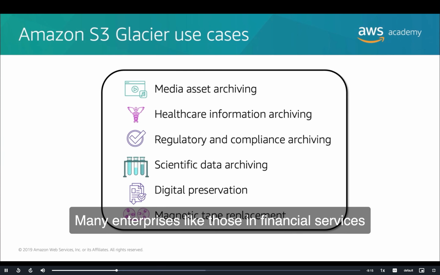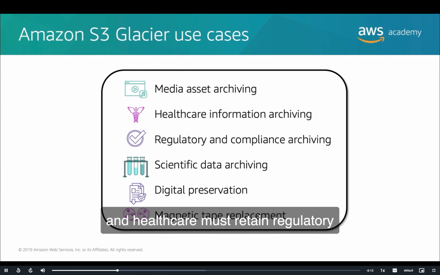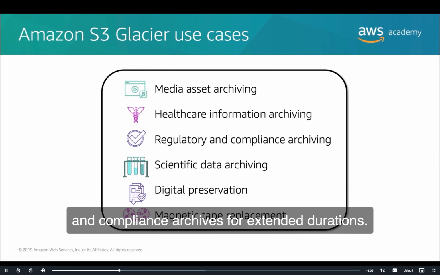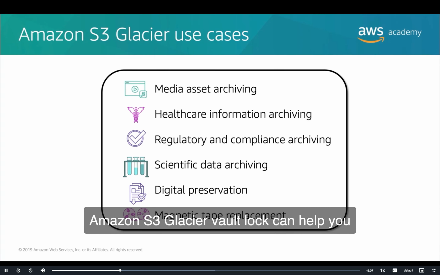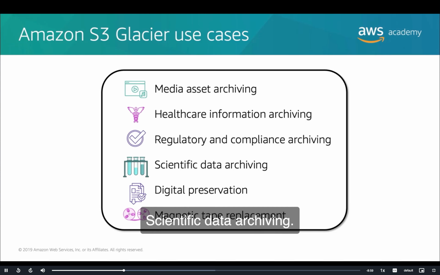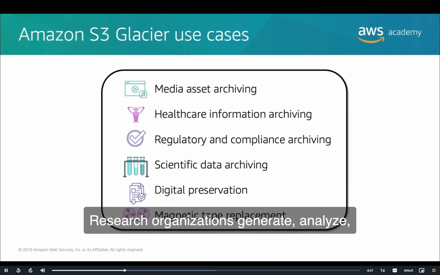Regulatory and compliance archiving: many enterprises, like those in financial services and healthcare, must retain regulatory and compliance archives for extended durations. Amazon S3 Glacier Vault Lock can help you set compliance controls so you can work towards meeting your compliance objectives. Scientific data archiving: research organizations generate, analyze, and archive large amounts of data.